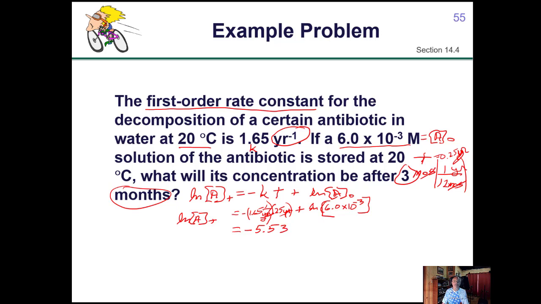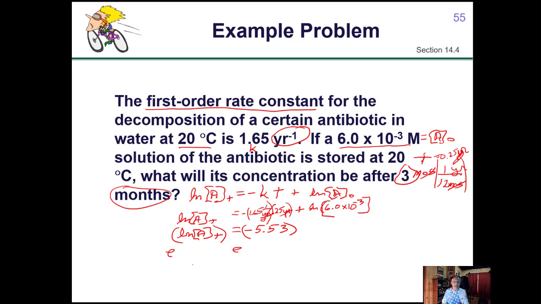Okay, now this is not the concentration. You're not going to have a negative concentration. This is the natural log of the concentration at 0.25 years or 3 months. So we have to take the antilog of the natural log. So we'll take e to both the natural log of [A] at time t and minus 5.53. Those two are equivalent to each other.